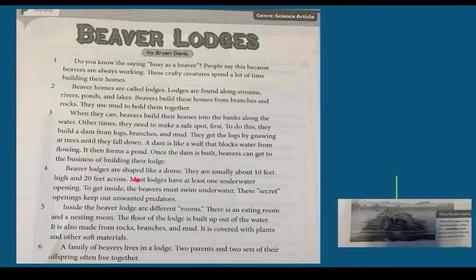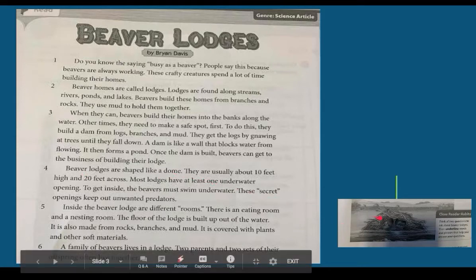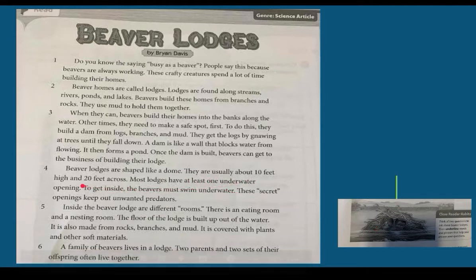Beaver lodges are shaped like a dome. I'm going to stop right there for a second. If you look over here, you'll actually see a picture of a beaver lodge. So it has this type of shape, and as you can see, it's made out of branches. They are usually about 10 feet high and 20 feet across.